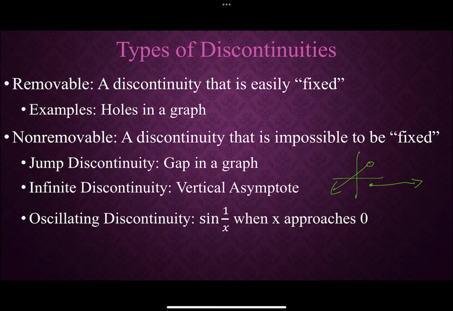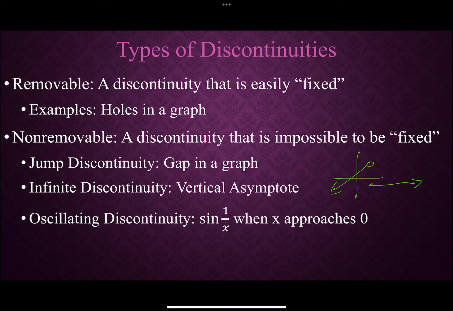The infinite discontinuity occurs with a vertical asymptote. Again, impossible to fix. Even if I could draw a vertical line through the vertical asymptote, the graph would still never actually touch that vertical line, so it would still be impossible to fix that scenario. So, vertical asymptote, infinite discontinuity. It's also sometimes called an essential discontinuity. I'm not a big fan of that terminology. To me, it doesn't sound very descriptive. So I like infinite better because it's going off to infinity.